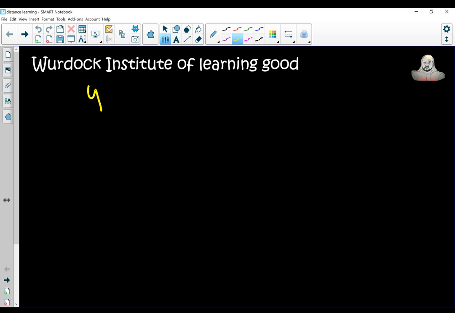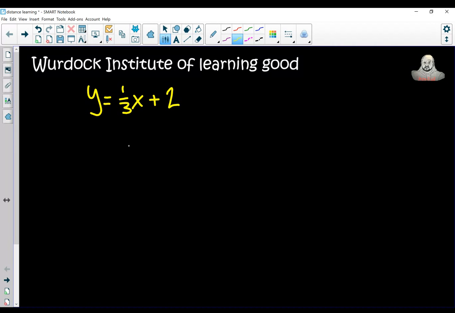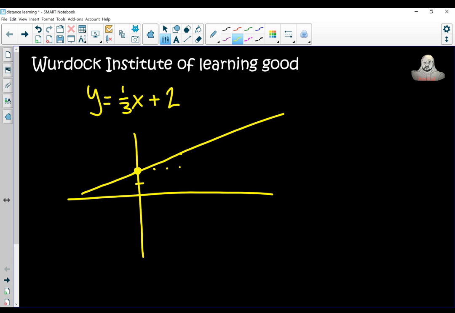I want to just remind you about slope quick. Say you have the equation y equals 1/3 x plus 2. This means your y-intercept is 2, that's here. From there, you go over 3 and up 1. It's not a very steep line, and it looks like that. If you miss your point, make your point bigger.